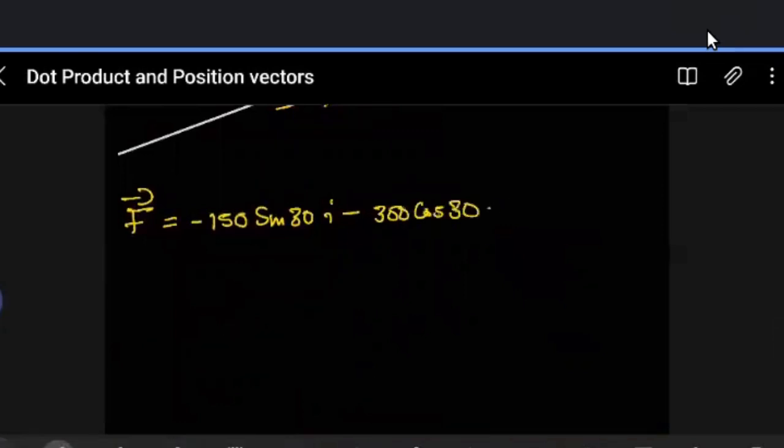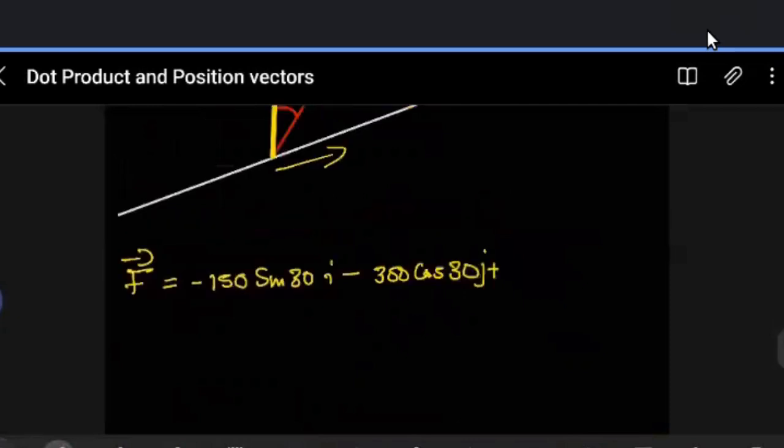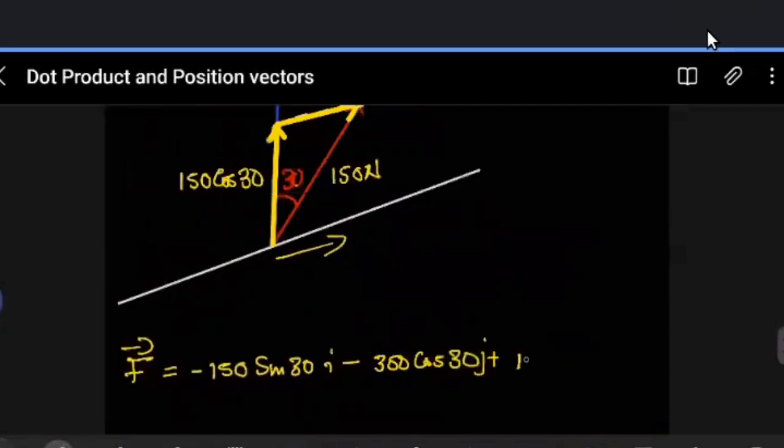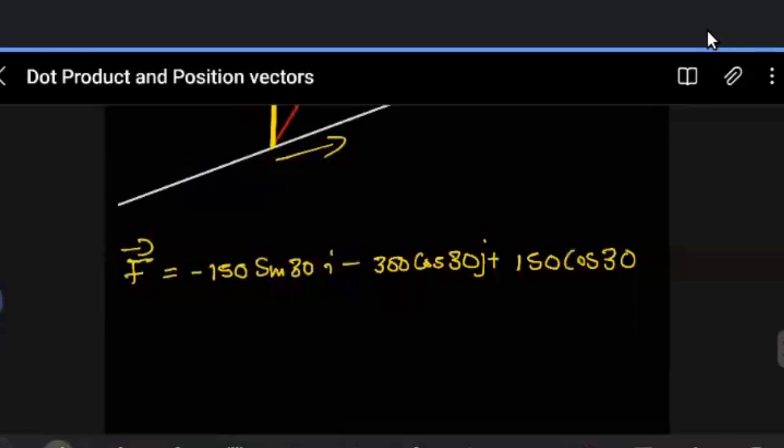Then lastly, the z component, this is in the J. The z component, we've just seen that it is 150 cos 30. So these are the components. You can even evaluate them. What would be the first one? Just half of 150. Is it negative 175? No, not negative 175, negative 75. So you guys can verify this.